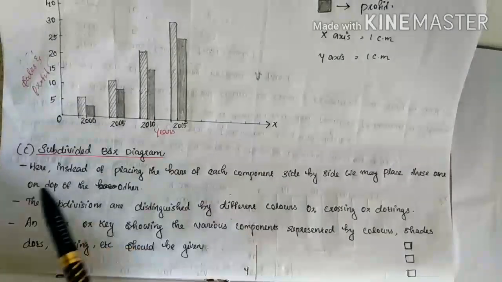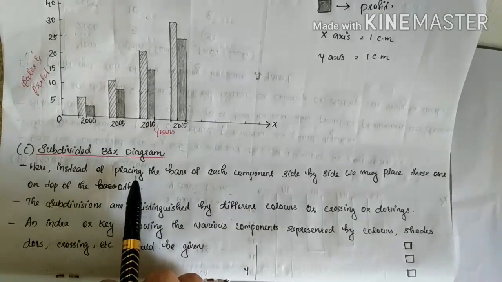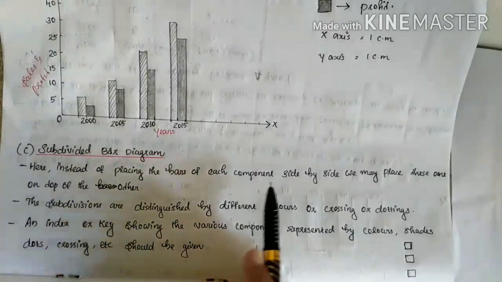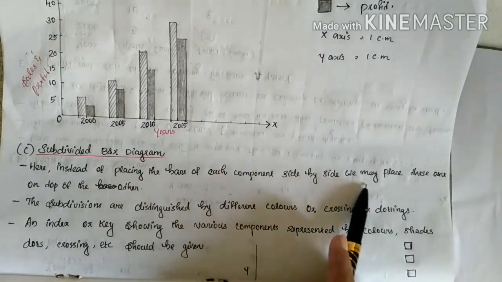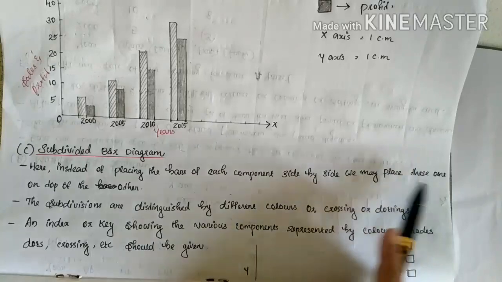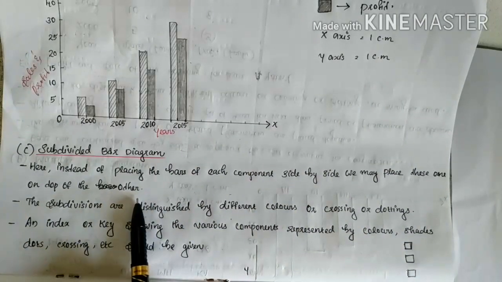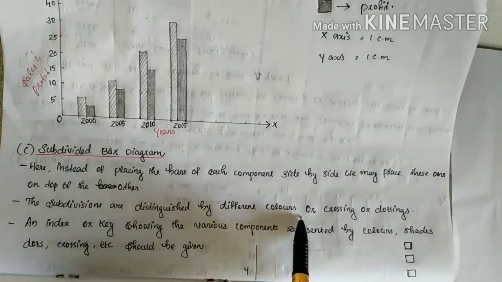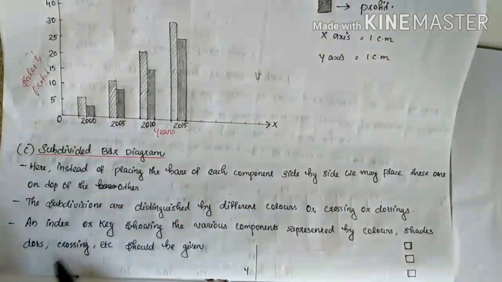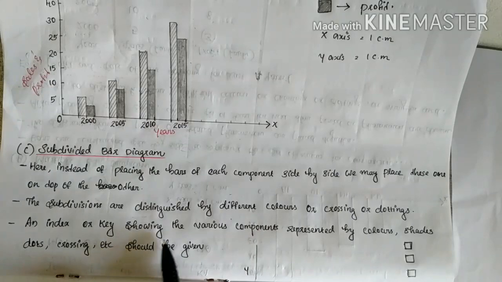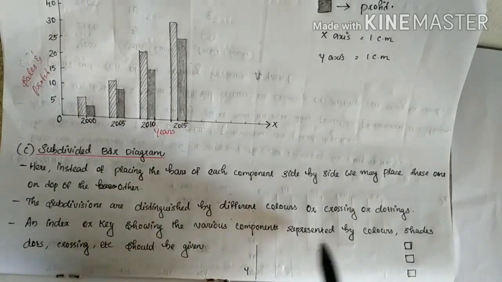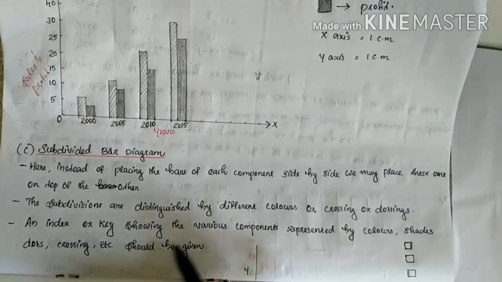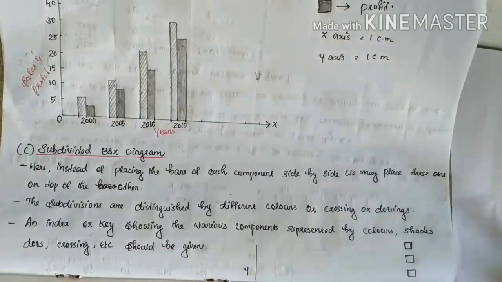The third type of bar diagram is the subdivided bar diagram. Here, instead of placing the bars of each component side by side, we place them one on top of the other. The subdivisions are distinguished by different colors, crossing, or dots. An index or key showing the various components represented by colors, shades, dots, crosses, etc. should be given.